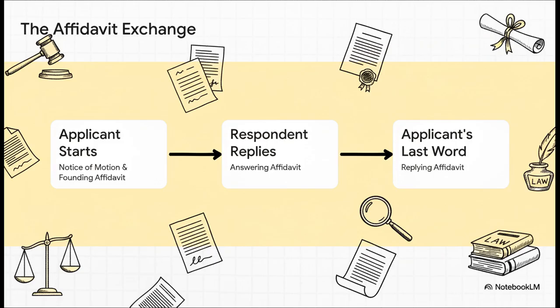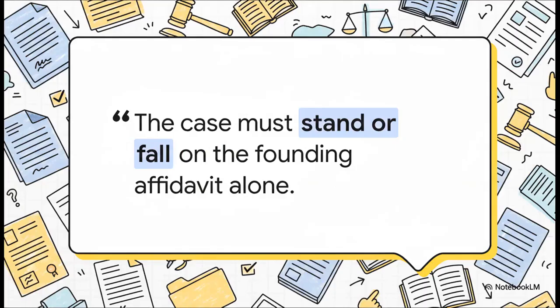They file a notice of motion, which is just a fancy way of saying, here's the court order I want, and a founding affidavit. This document is huge. It contains their entire story and all their evidence. Then the respondent gets their turn with an answering affidavit, where they get to challenge the applicant's facts. And finally, the applicant gets one last word with a replying affidavit, but only to deal with new points the respondent brought up. And this is a super critical point.